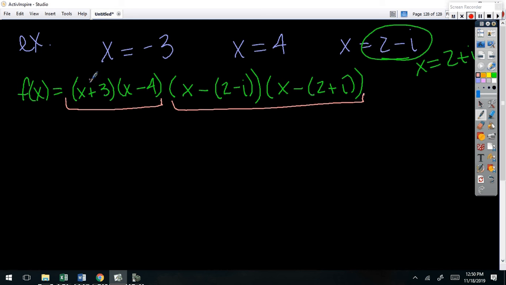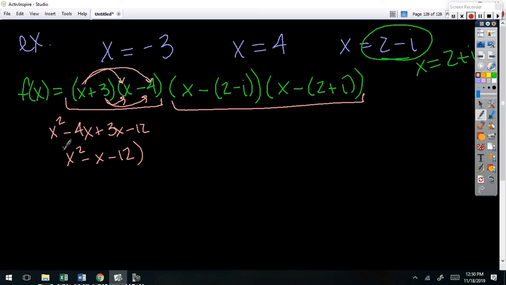Okay, so we get x squared minus 4x plus 3x minus 12. Now I'm going to assume everybody in here can do that, no problem. Is that a good assumption? Yes. Okay. x squared minus x minus 12. That is what those first 2 parentheses simplify down to whenever I multiply.